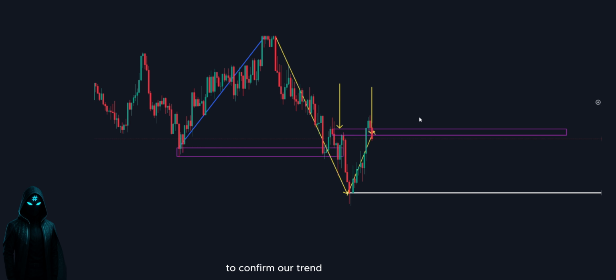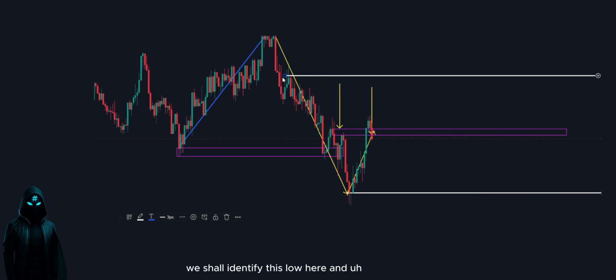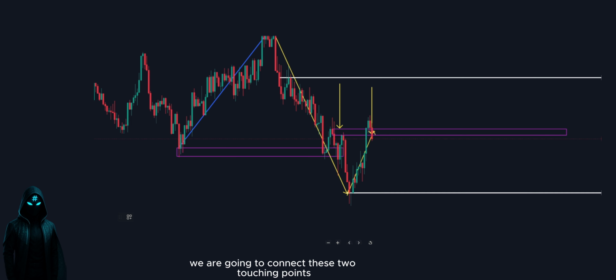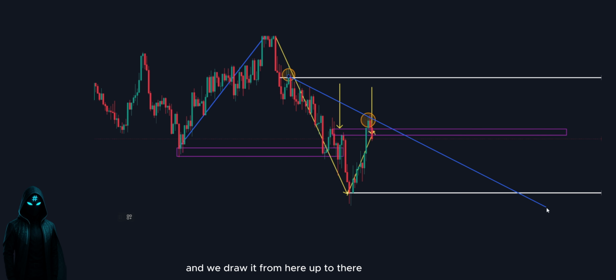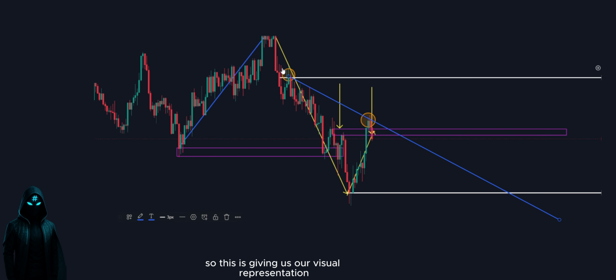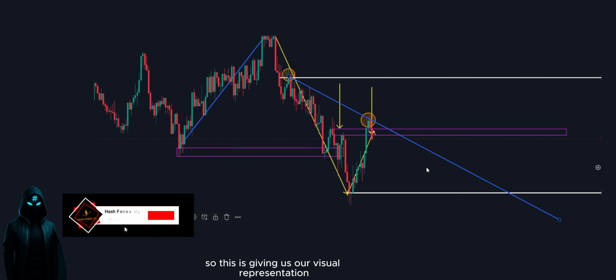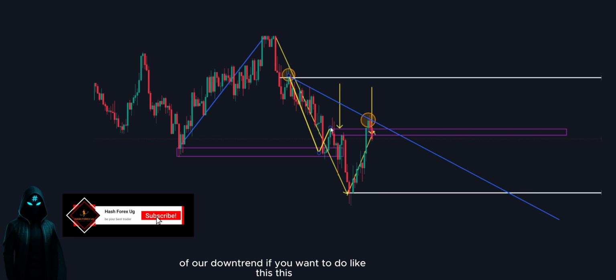To confirm our downtrend, we shall identify this low here, and we are going to connect these two touching points for visual experience, and we draw it from here up to there. So this is giving us our visual representation of our downtrend. If you're to do like this, so we are having our visual representation of our downtrend.